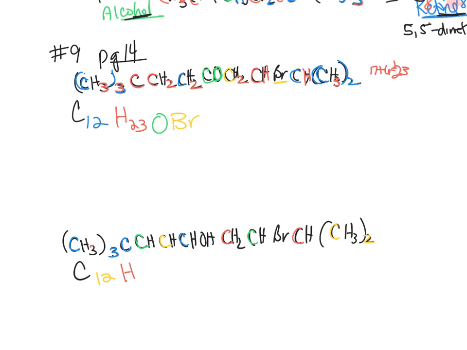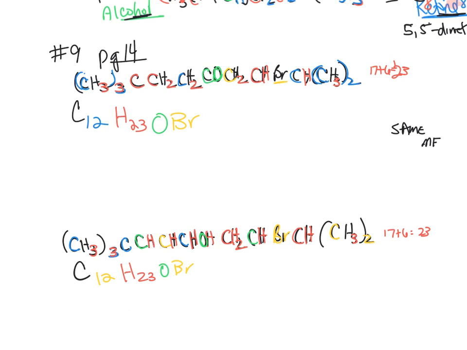3 times 3 is 9, 9, 10, 11, 12, 13, 14, 15, 16, 17, 17 plus 6, 23. And then how many oxygens? We have the one oxygen and we have a Br. So we see that these two have the same molecular formula. All right, so now let's do our line drawing to see if their connectivity is the same.